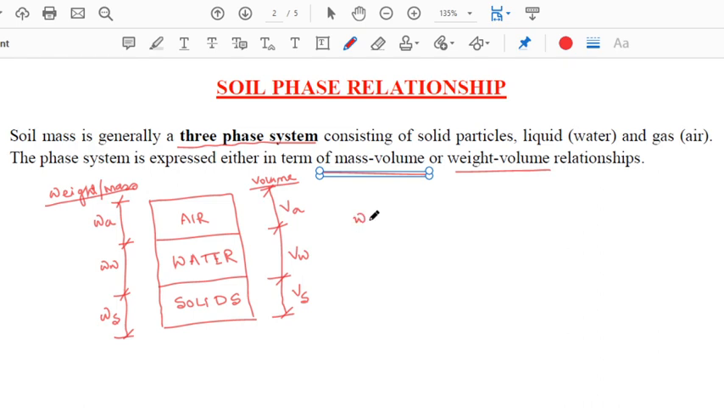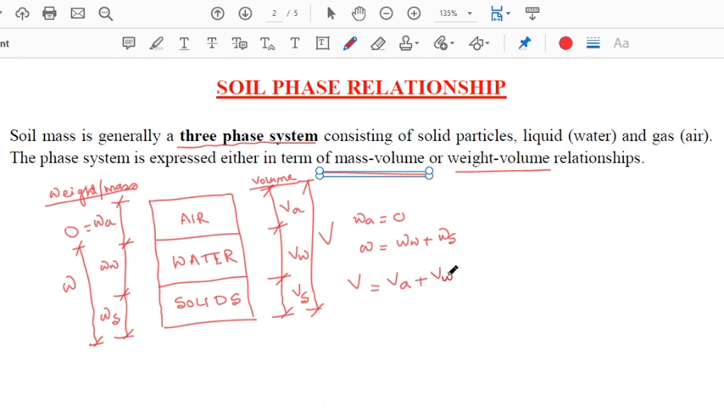We know air has no weight. So the total weight will be the summation of weight of water and weight of solids. Since weight of air is 0, the total weight of the soil mass is the summation of these two. So this is the total W. Here the total volume, let us represent it as capital V. The total volume will be the summation of volume of air, volume of water and volume of solids.